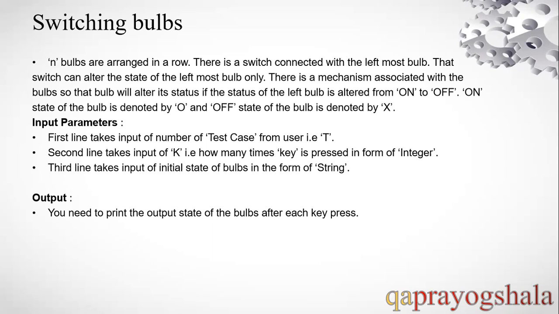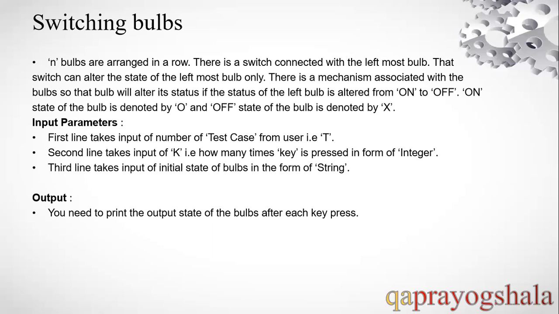Then what they are saying is there is a switch connected with the leftmost bulb. So there is one switch which is connected with the leftmost bulb. Okay, so that is the second line. That switch can alter the state of the leftmost bulb only. This line is very important. So the status of the leftmost bulb can only be changed or altered by this switch. So that is one thing.